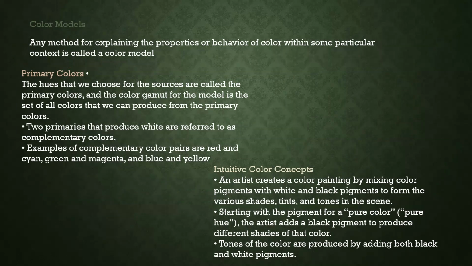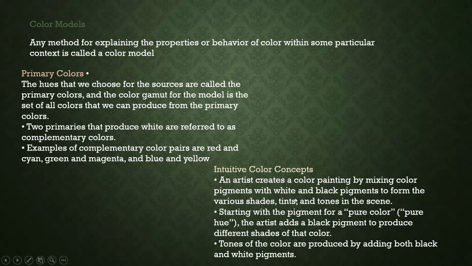The hues that we choose for the sources are called the primary colors, and the color gamut for the model is the set of all colors that we can produce from the primary colors. Two primaries that produce white are referred to as complementary colors. Examples of complementary pairs are red and cyan, green and magenta, and blue and yellow.